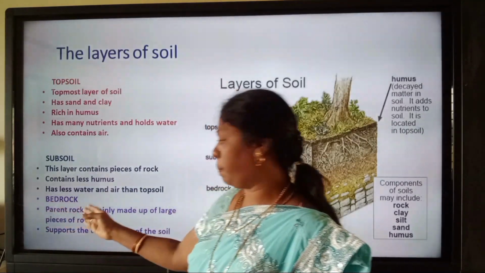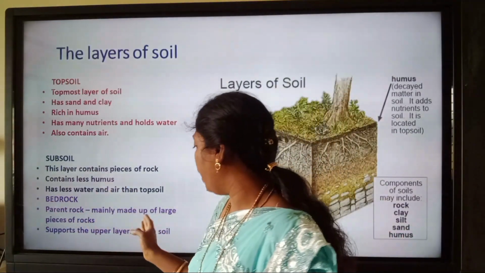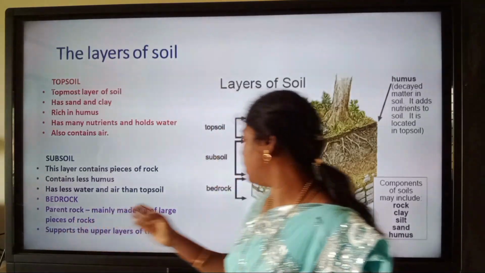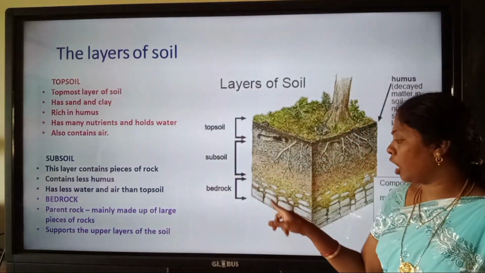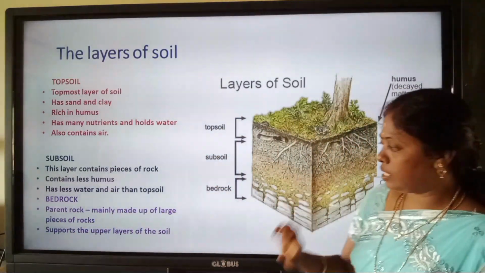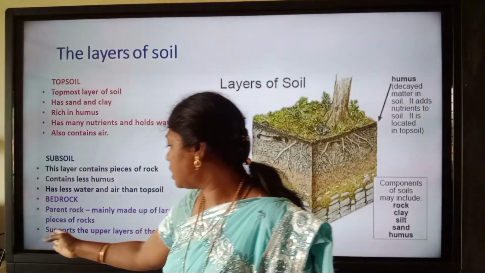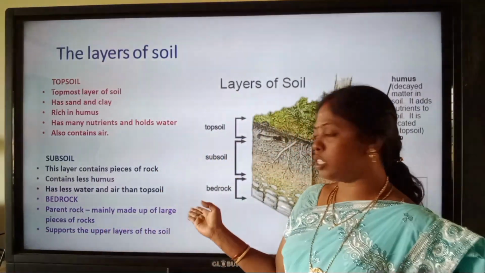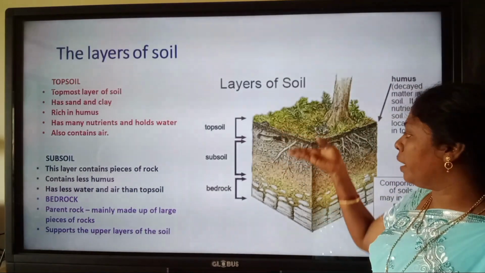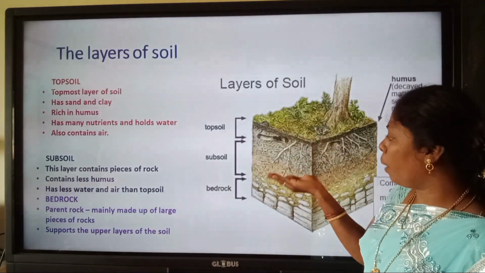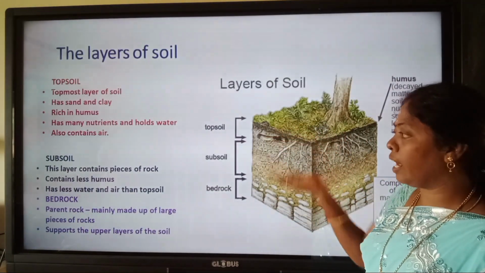Next we can see about the bedrock. Bedrock is also called the parent rock. It is mainly made up of large pieces of rocks. Can you see the large pieces of rocks? Yes. And it supports the upper layers of the soil. So these are a little bit looser, isn't it? So it is supporting the topsoil and subsoil.